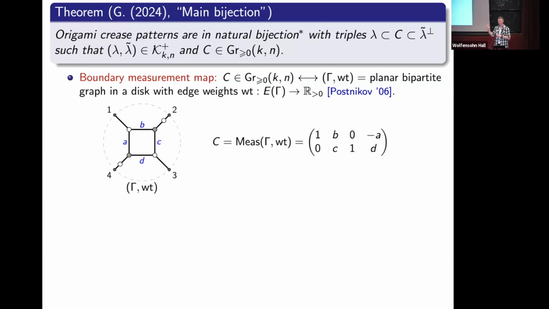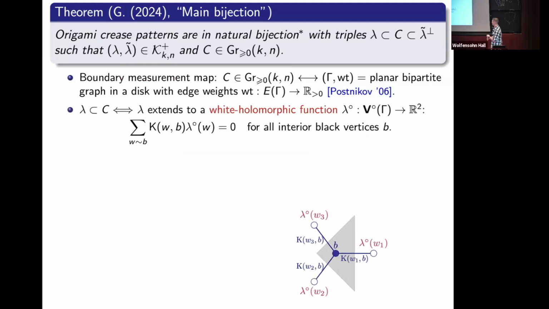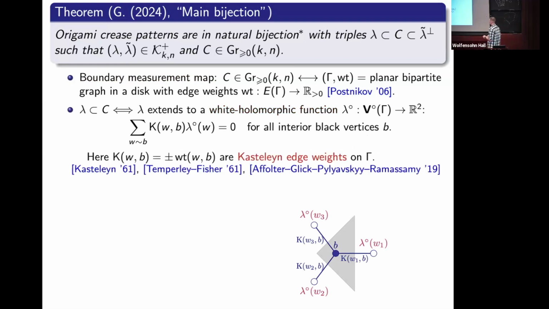So that's the construction that's familiar to probably many of you, and I'm going to tell you an alternative construction that could be less familiar. Instead of doing this, you start with a weighted planar bipartite graph in a disk, and then I claim that C, the k-plane C, is the space of all white holomorphic functions on gamma, where by definition a white holomorphic function is a function on the white vertices which satisfies a linear equation at each interior black vertex. And the coefficients are what is called the Kasteleyn edge weights.